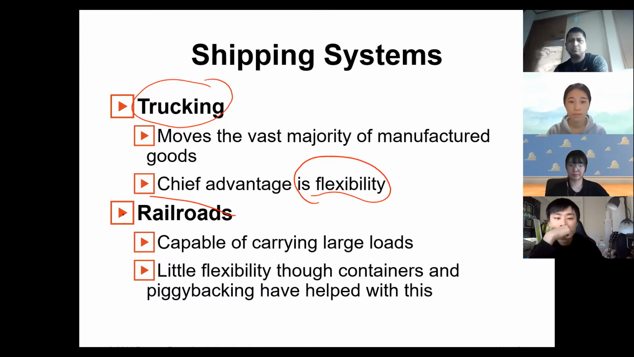Another way is railroads. Railroads are capable of carrying large loads, but they are not that widely used in Malaysia. I do not know about Japan, but in the US, or even in Europe, it's quite widely used. But there is little flexibility because it only uses containers, or liquids or even gases. They have tanks and transport between the stations.